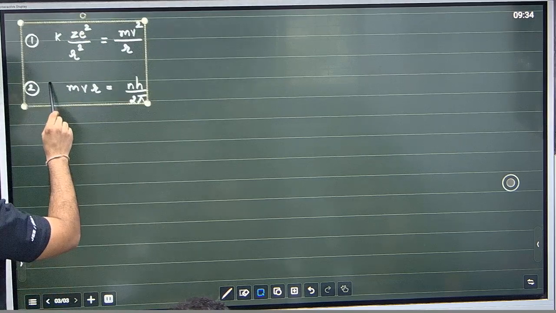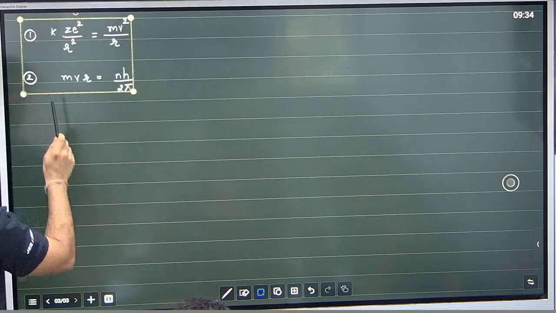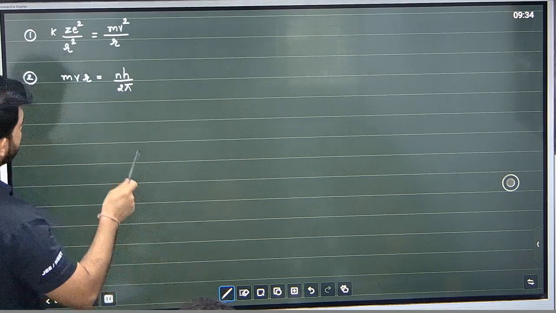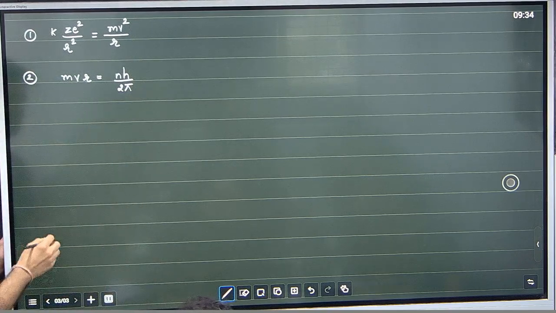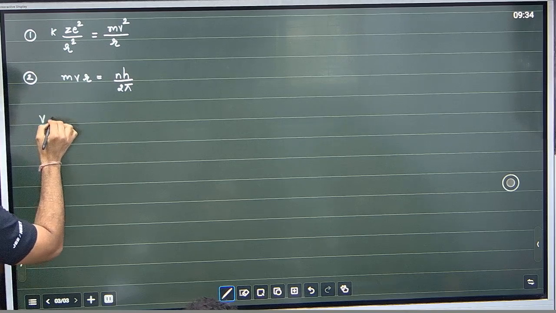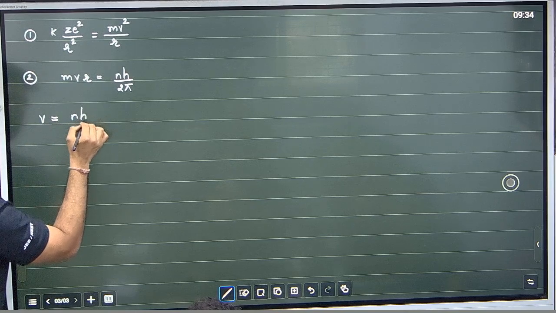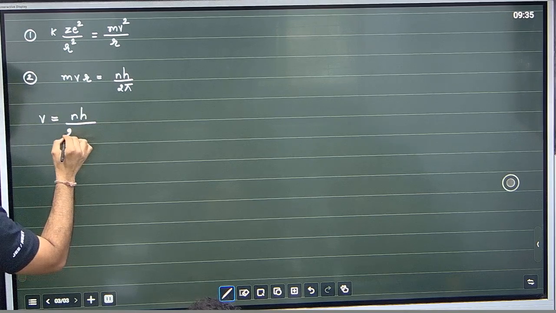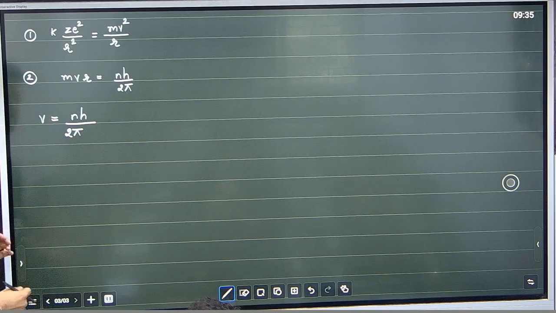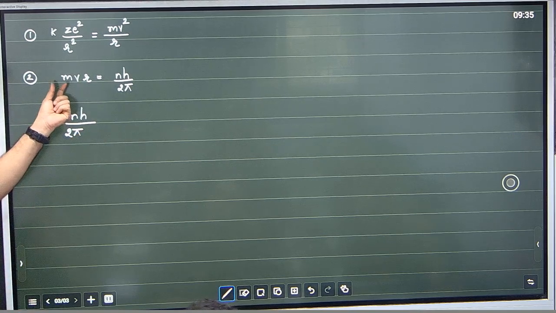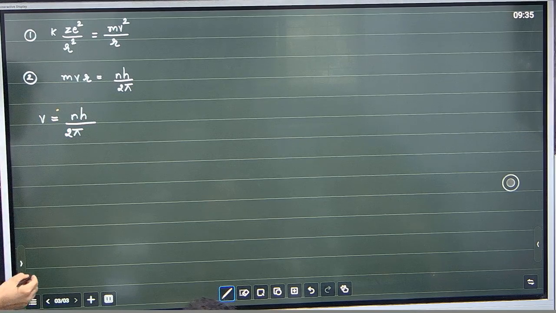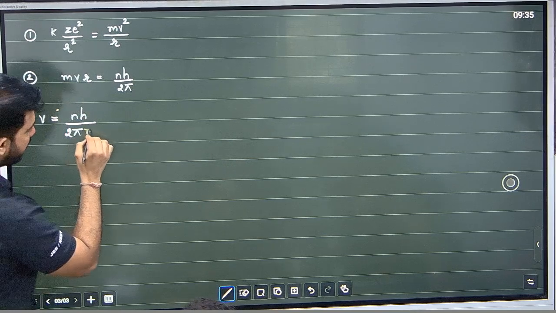Now from these two equations, we have to do a small derivation. What is velocity from here? V is equal to n into h upon 2 pi m r. What will I move to the right? m and r.